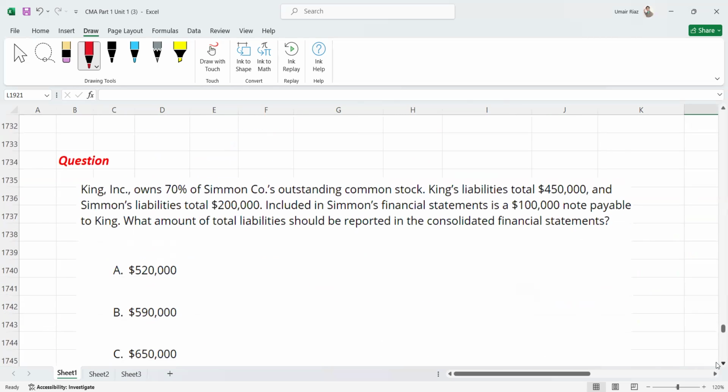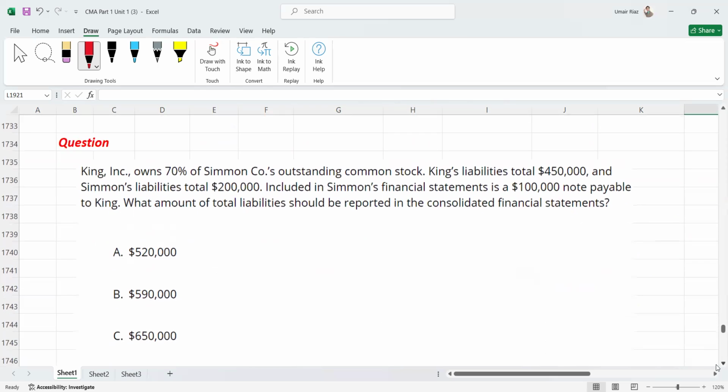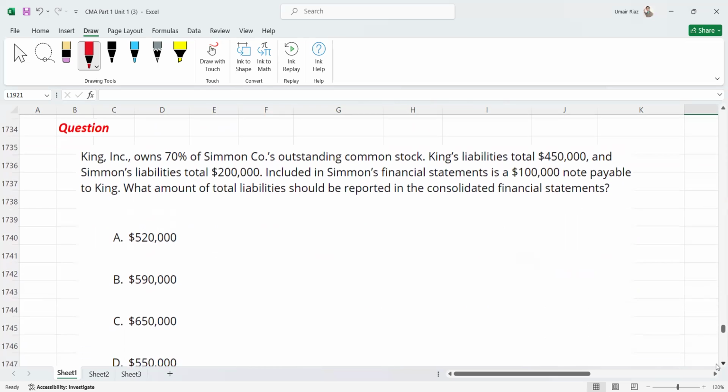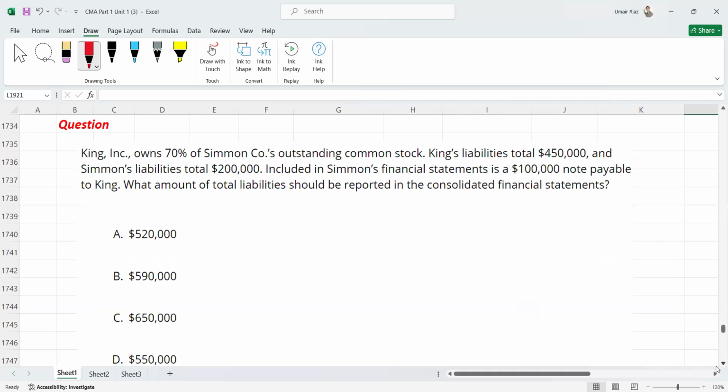Then we have here, guys, another question. First, let's read the question. They are saying, what amount of total liabilities should be reported in consolidated financial statements. So guys, when you calculate liabilities, and when we prepare consolidated liability value, we always need parent's liabilities plus subsidiary liabilities, and we will deduct any liability which is intra-company. So this equals what?